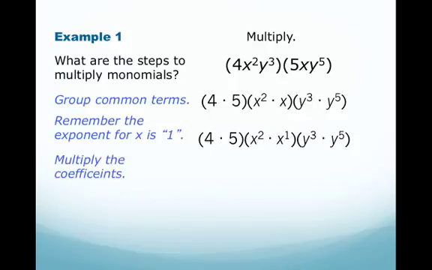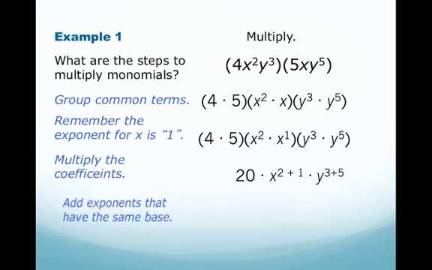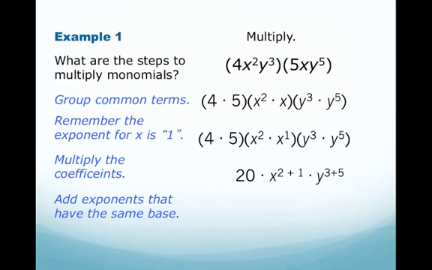When I multiply the coefficients, I get 4 times 5, which is 20, times x to the 2 plus 1, because they have common bases, and y to the 3 plus 5. 2 plus 1 is 3, 3 plus 5 is 8, so after I add the exponents, I get 20x to the third, y to the eighth.